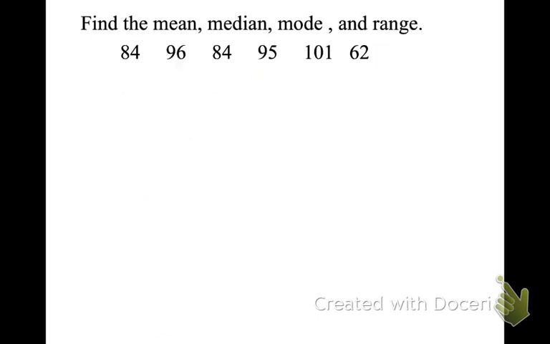Okay, it's your turn. I'd like you to find the mean, median, and mode. Pause the recording and go. All right, let's check it out. So I'm adding all my numbers up, and I ended up with 522 divided by 6. Okay, so my mean is 87.